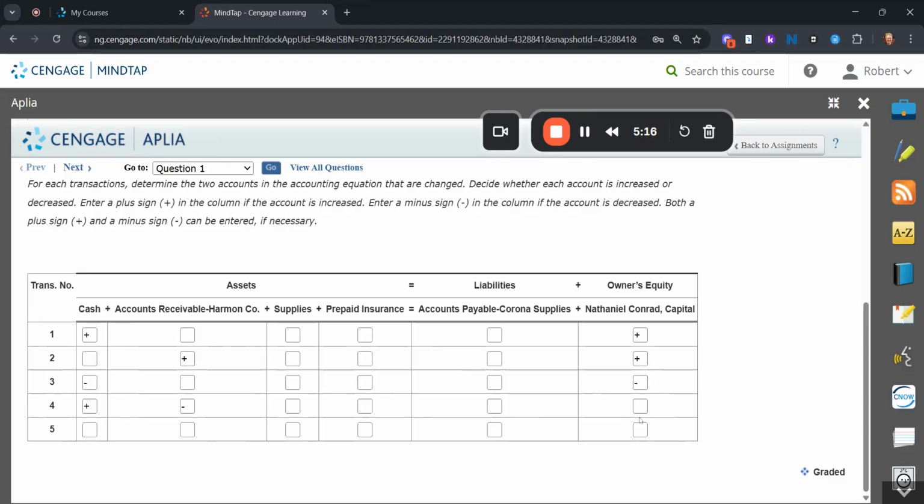And the reason why there's no change in owner's equity is because for this Harmon account, the owner's equity already got credit up here on transaction number 2. So now we're just using a cash swap for the amount that Harmon owed. See, the cash goes up, the amount that they owe goes down. No change in the value of the business.